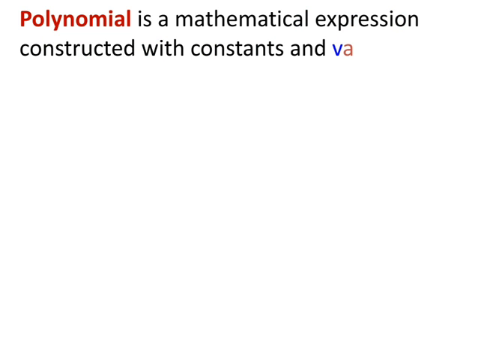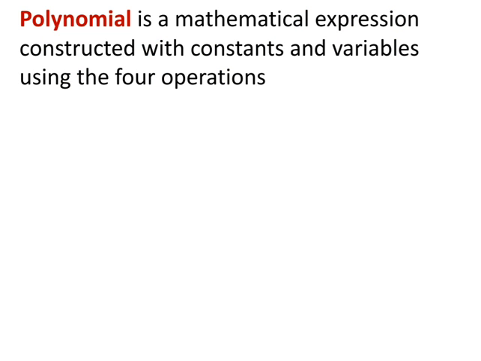Today we see about chapter 2, polynomials. First we see the introduction. A polynomial is a mathematical expression constructed with constants and variables using the four operations such as addition, subtraction, multiplication and division. Example: 3x plus 2, 4x plus 5, 5x plus 7, etc.